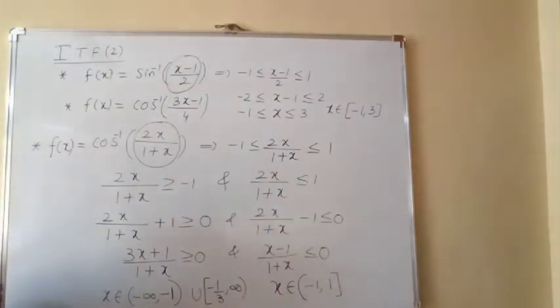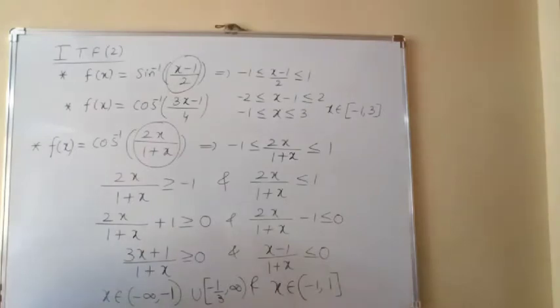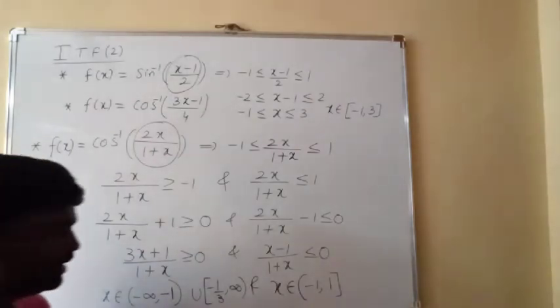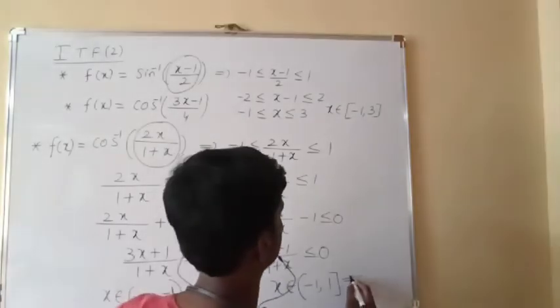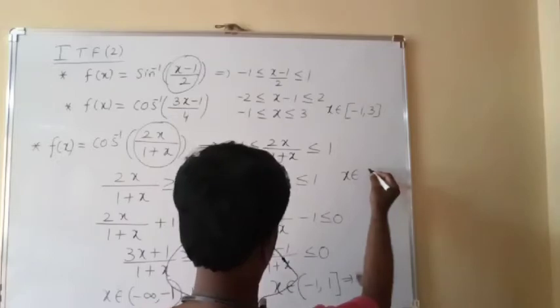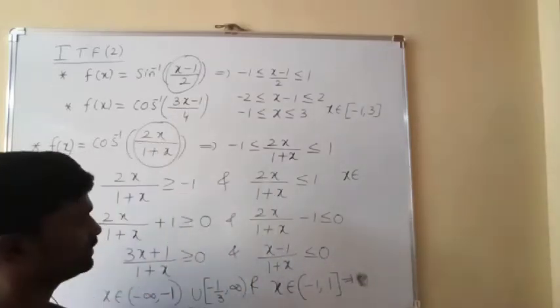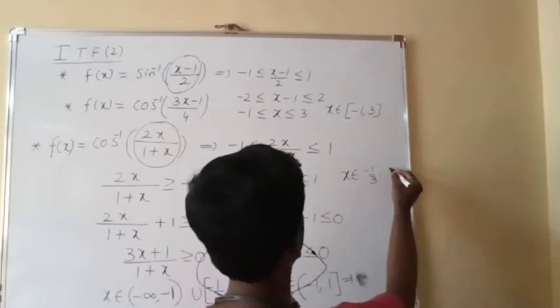Okay. Now for these two we have to take the common points. Because x belongs to A and x belongs to B means x belongs to what? A intersection B. So what is the intersecting part of these two? What is the intersecting part? x belongs to, what is the intersecting part? Minus 1 by 3 comma 1. So am I correct?